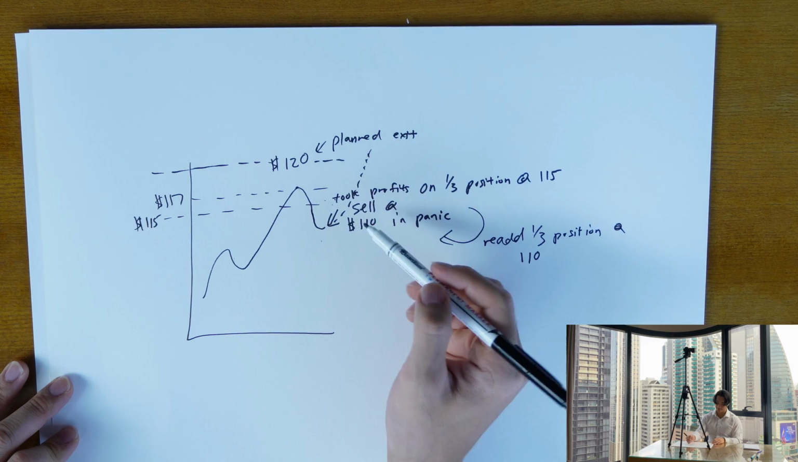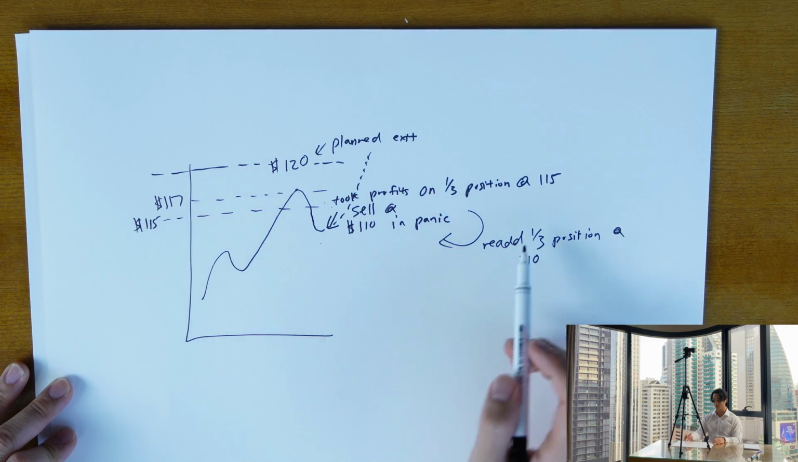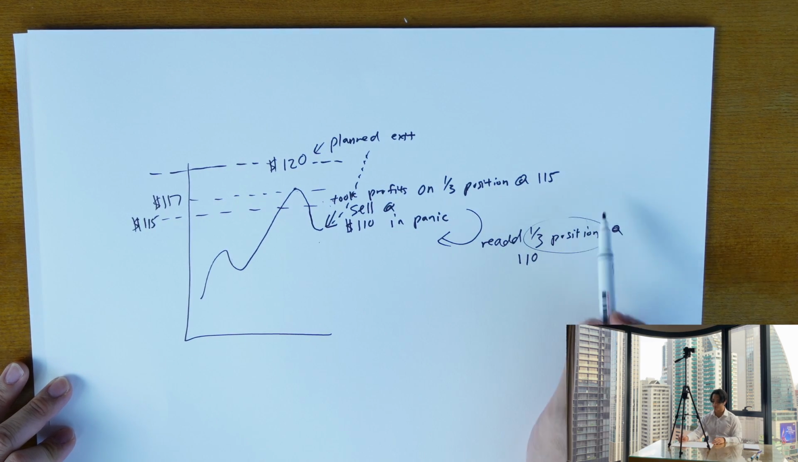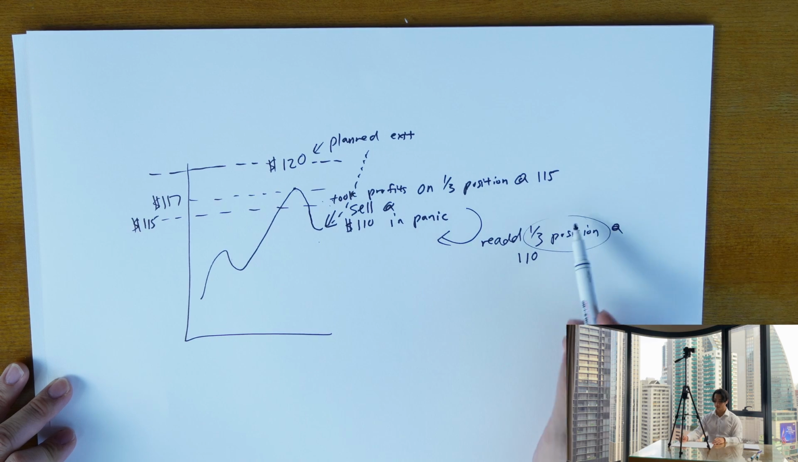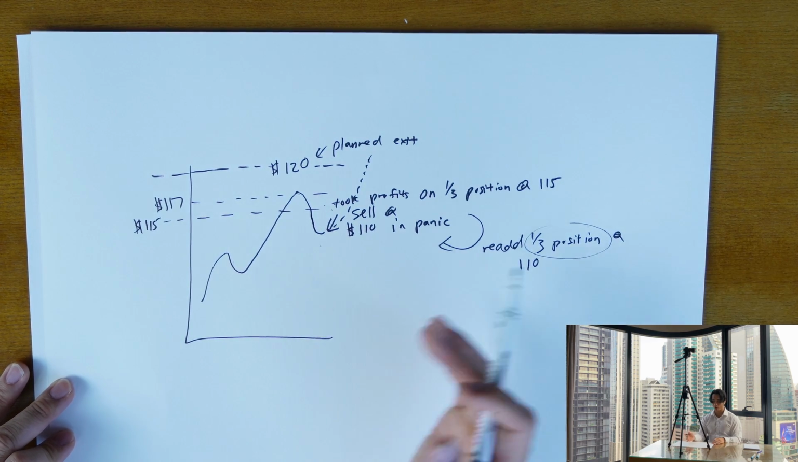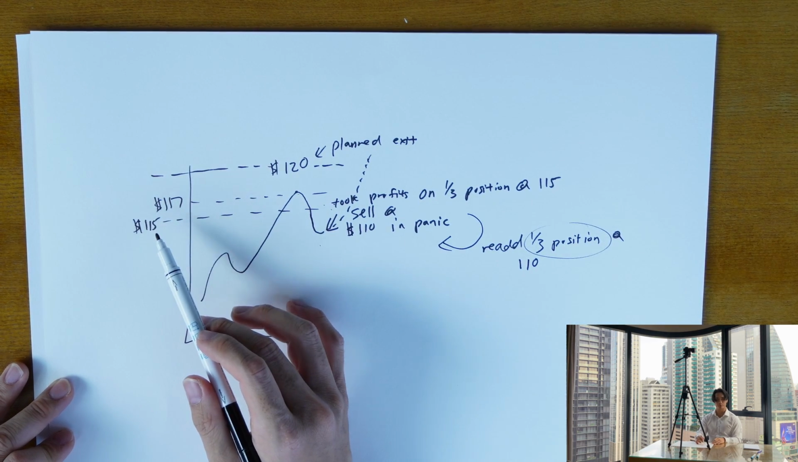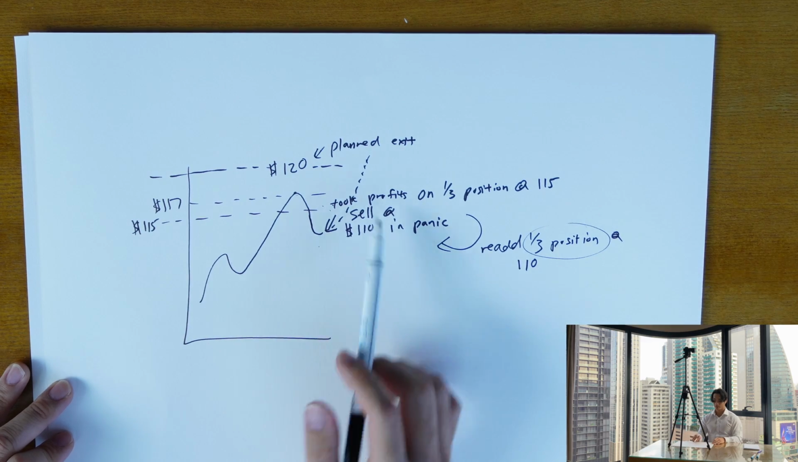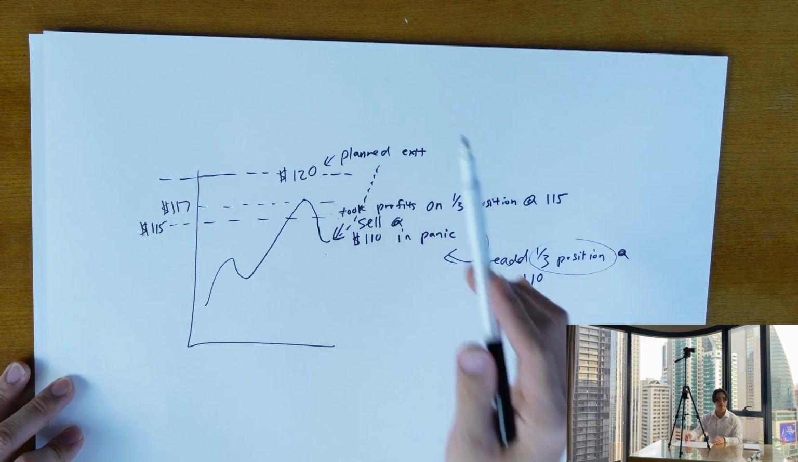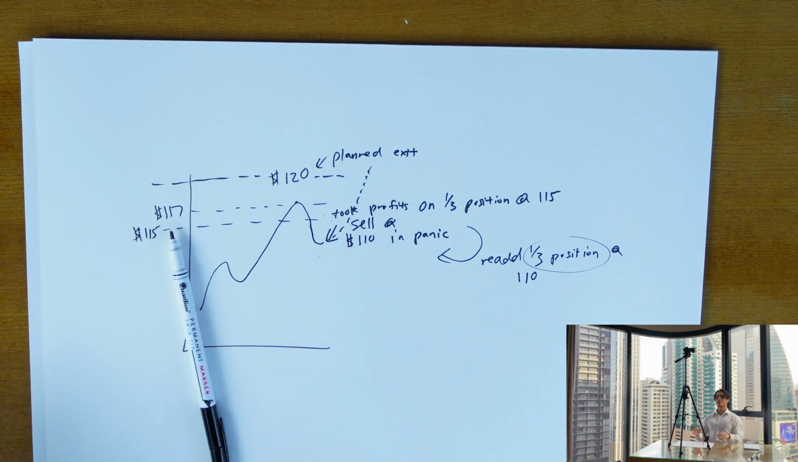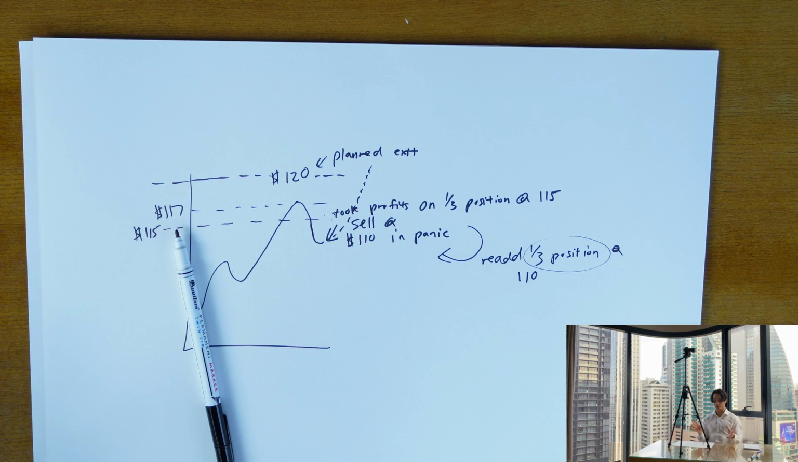The stock dipped back down a little bit to 110, and now you can re-add the position that you took profits on. Buy more at 110 because you sold some previously at 115, right? And then in anticipation of the next leg up, right? So there are all these complex psychological nuances when it comes to managing your position, especially when you have larger positions in play.